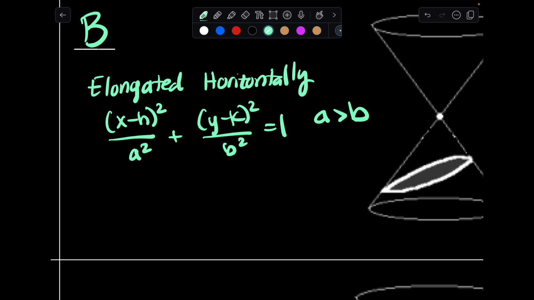If a is greater than b, this is going to be called your major axis because it's bigger. And then because b would be the smaller one, that would be your minor axis.